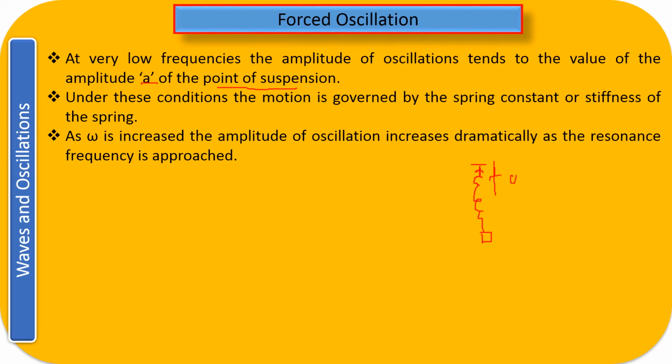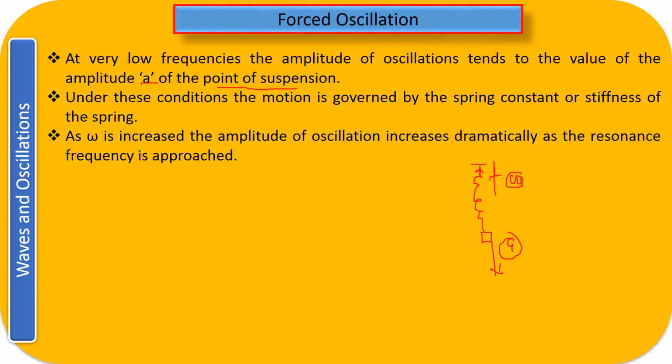So if this value of the angular frequency is very small, then this mass is also going to oscillate with the same amplitude A. Whatever amplitude you give, it will also oscillate with the same amplitude. That is, this mass is going to oscillate with the angular frequency that you have provided externally. Under these conditions, the motion is governed by the spring constant and stiffness of the spring. If ω is increased, the amplitude of oscillation increases dramatically as the resonance frequency is approached. About the resonance frequency I will come later.